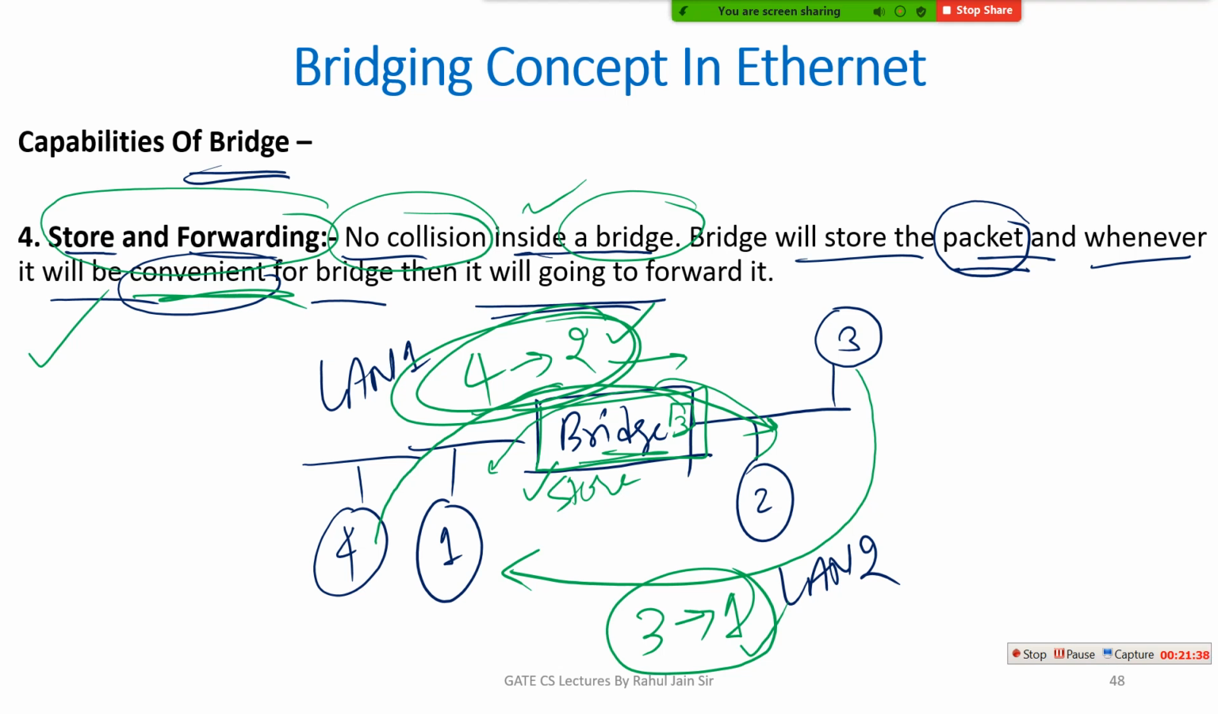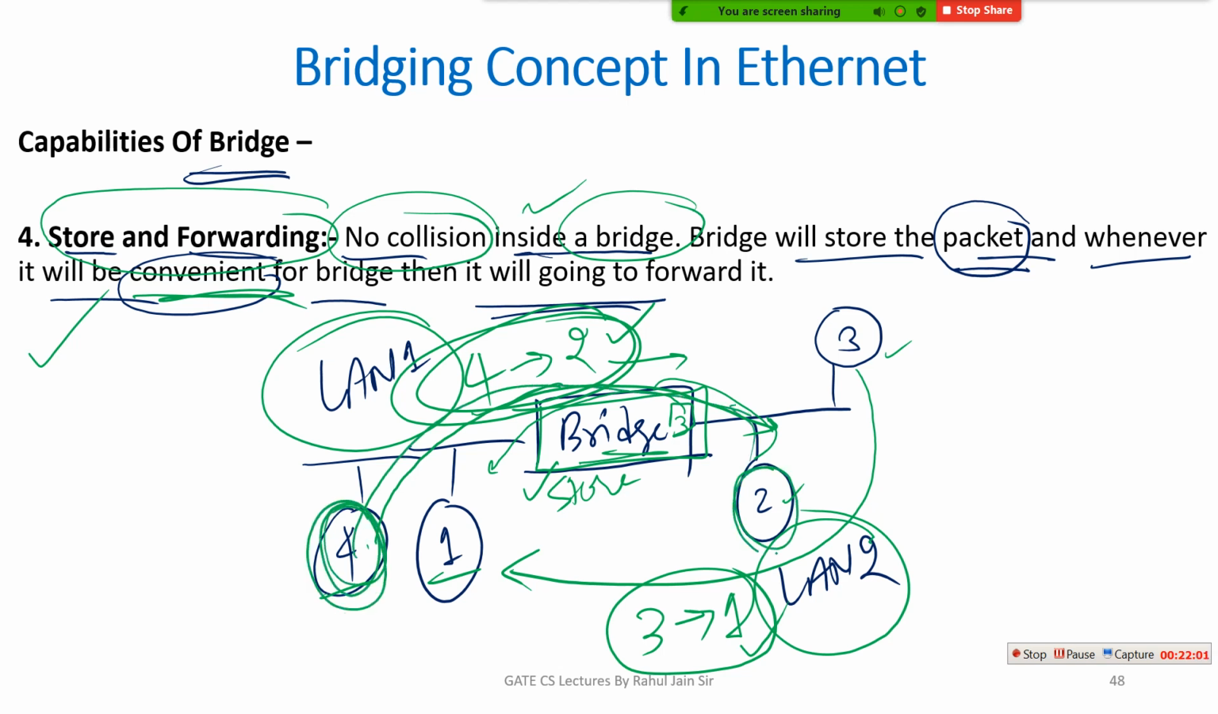Okay, Manjit, I am explaining it again quickly. Suppose there are two lanes, lane 1 and lane 2, and in lane 1 hosts 1 and 4 are connected, and in lane 2 the second and third hosts are connected. Suppose our fourth PC wants to send information to the second PC.